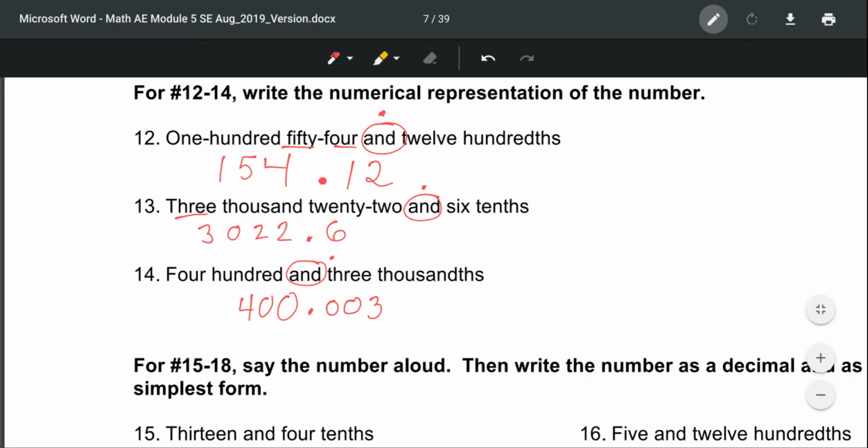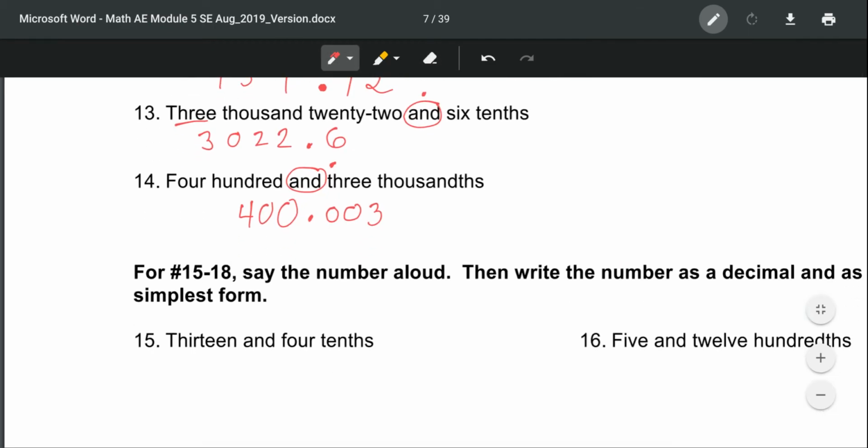Okay, so watch out for that because remember, and means there's a decimal point in between them. Common mistake is to write 403 or something like that, okay? And then thousandths, but that would be incorrect. Okay, so read those problems carefully.